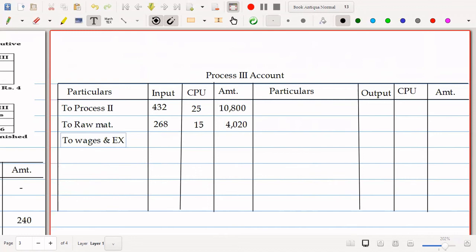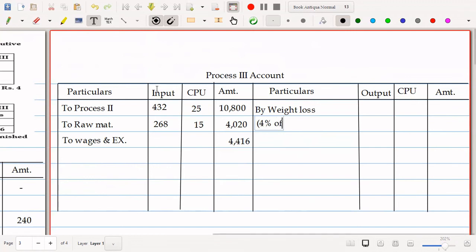Other expenses. It is given in the problem as 4,416. And this side, weight loss. Weight loss, as it is for every process, is given as 4% of input.